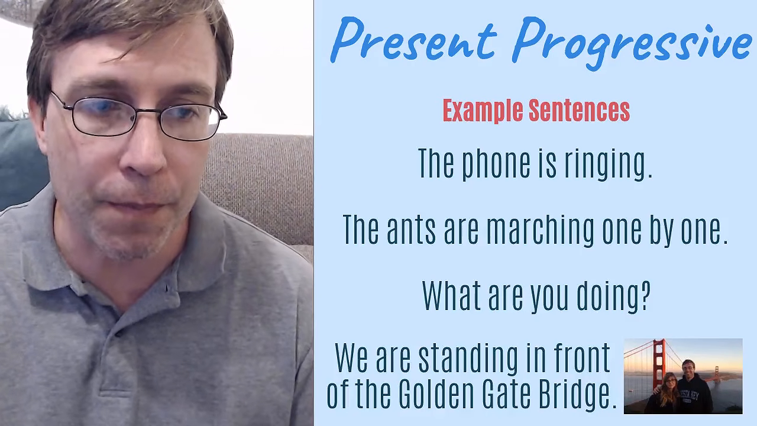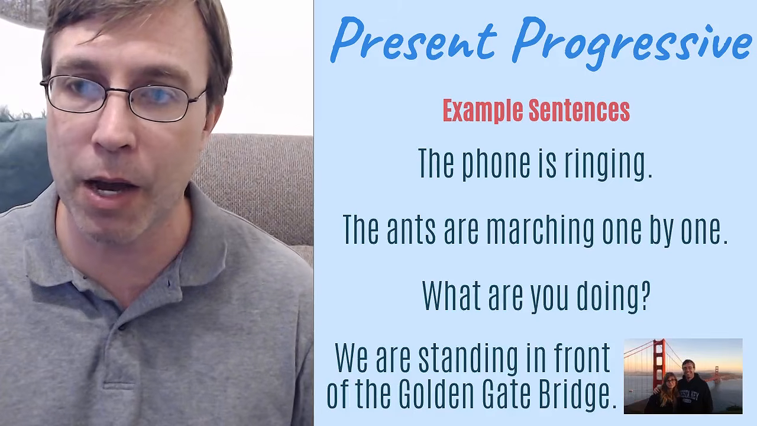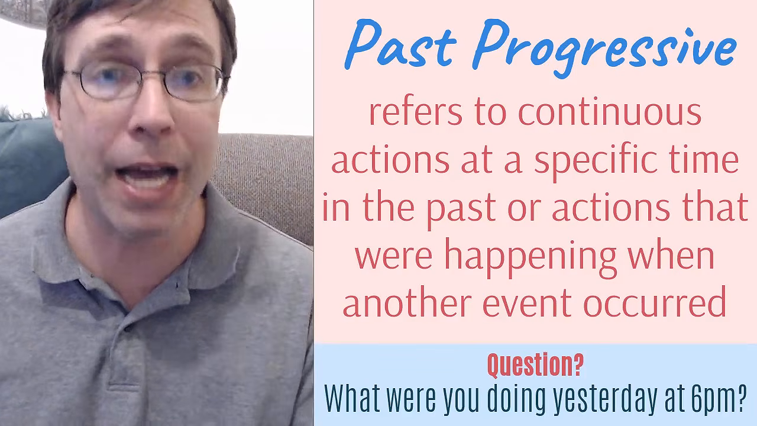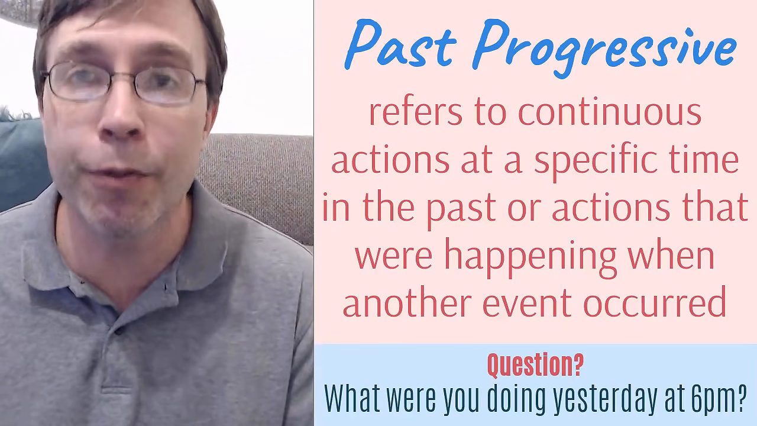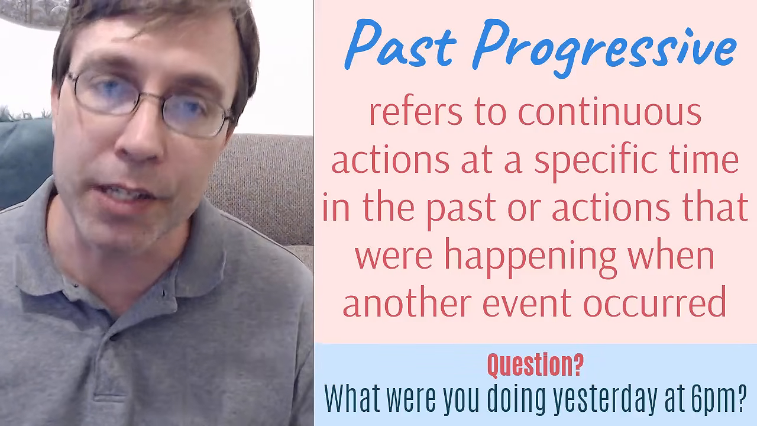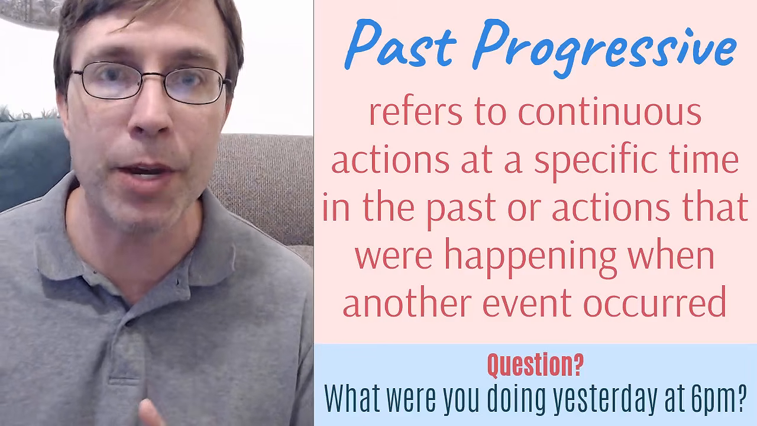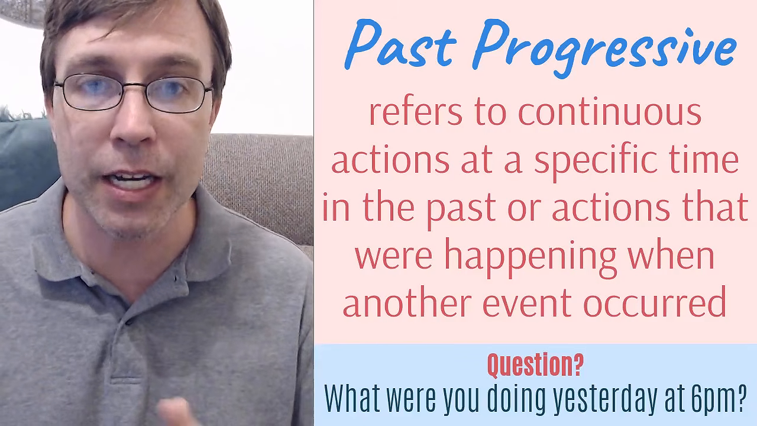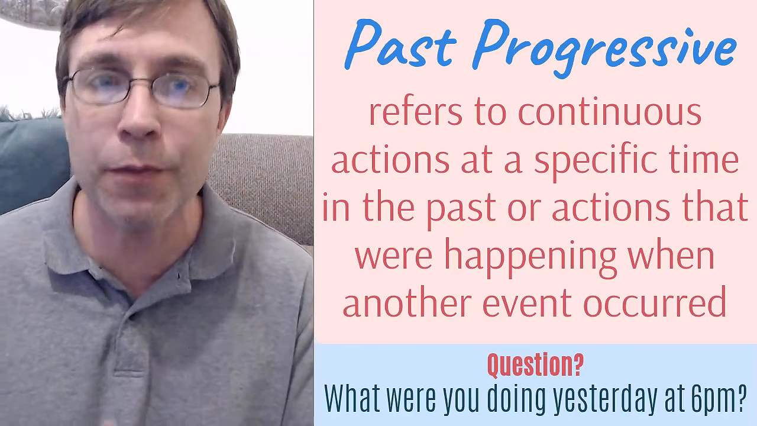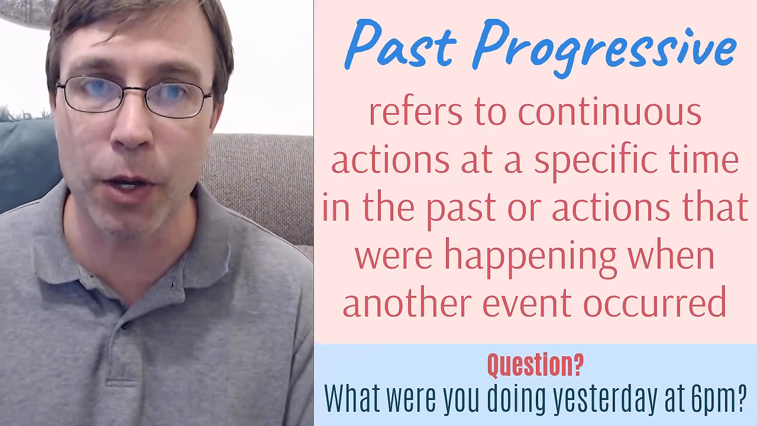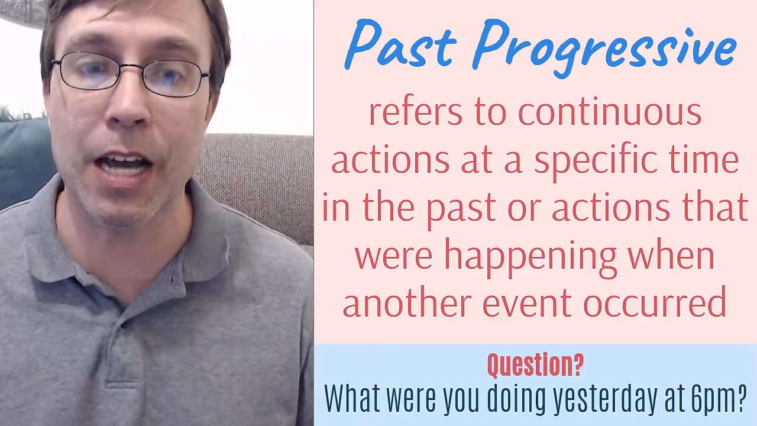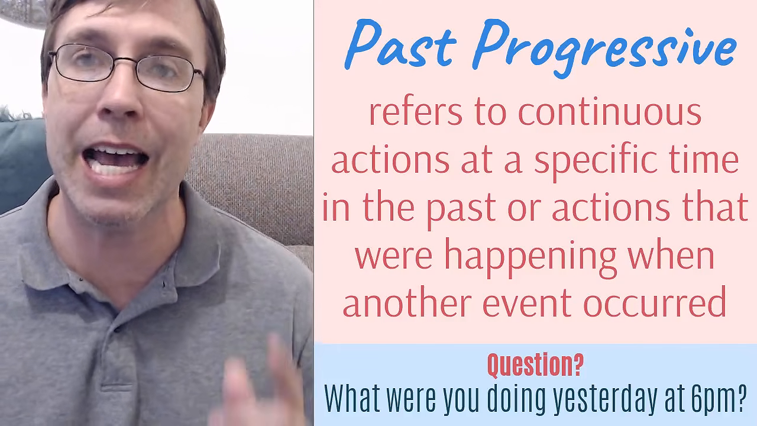All right. So if the present progressive is talking about the present now, let's look at the past progressive, or the past continuous, as some might call it. It refers to continuous actions at a specific time in the past. That's one way we use it. Or it's talking about a continuous action that was happening when another event occurred. And I will give you some examples talking about those. And I would ask you my question, all right? Again, in this case, I'm asking about a specific time. What were you doing yesterday at 6 p.m.?